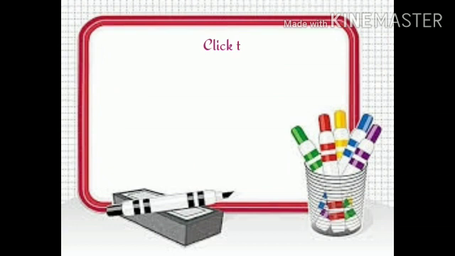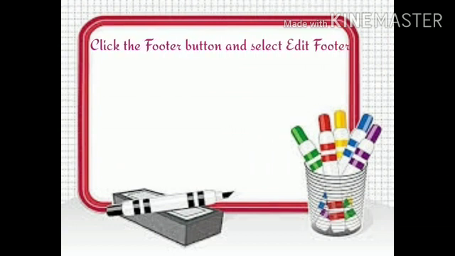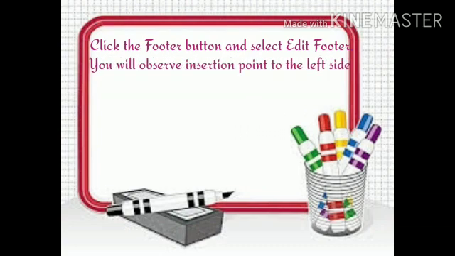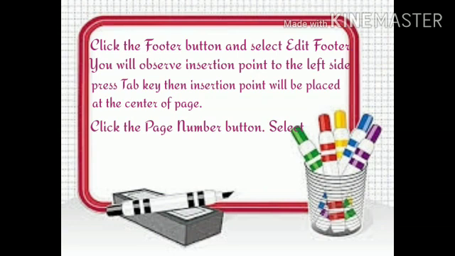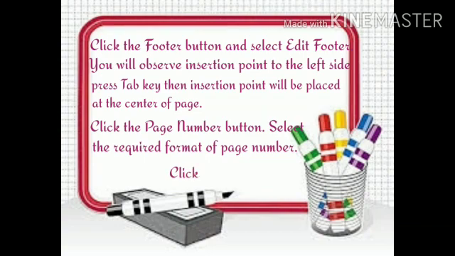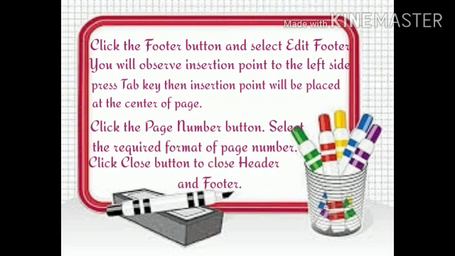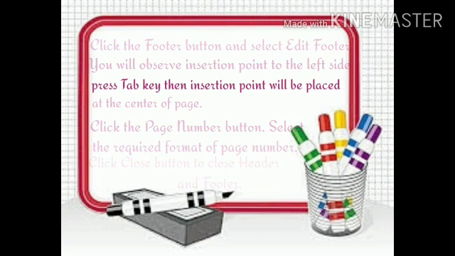In the same way, click the footer button and then select the edit footer option. The footer box will appear at the bottom of the page. Then you will observe that the insertion point is on the left of the footer box. Now press the tab key. The insertion point will jump to the center of the page where you can click on the page number button in the header and footer group and choose the format of the page number. Then click again on the button and choose the format of page number option. And lastly, click the close button on the design tab to close the header and footer tool.